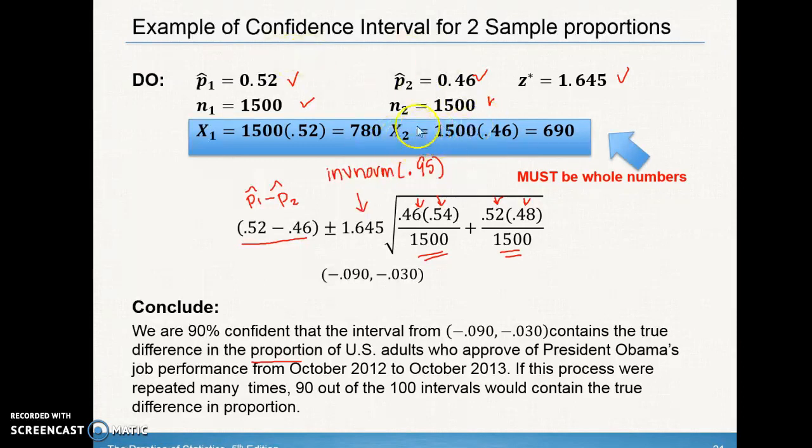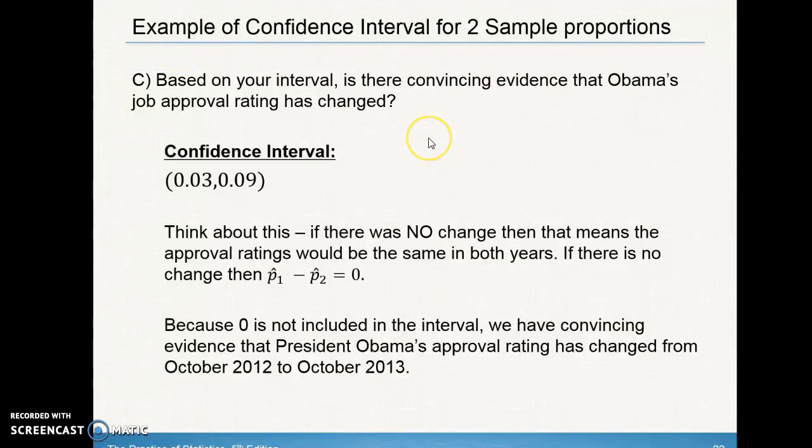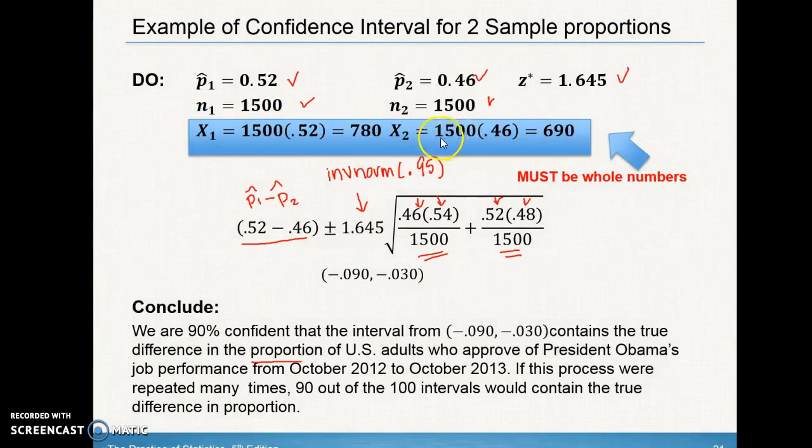And the same thing is going to be true over here. So you're going to want to make sure that you take that 1,500 times the 0.46 to give you 690. And when you do this on the calculator, those have to be whole numbers, because think about it, you couldn't have a quarter of a person or a half of a person. So if it does end up being a decimal, just make sure that you round it. It will not make a big difference in your final answer.